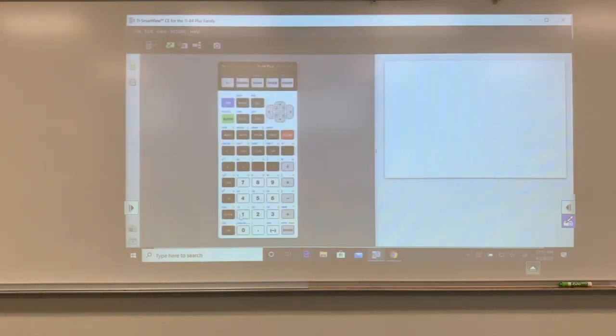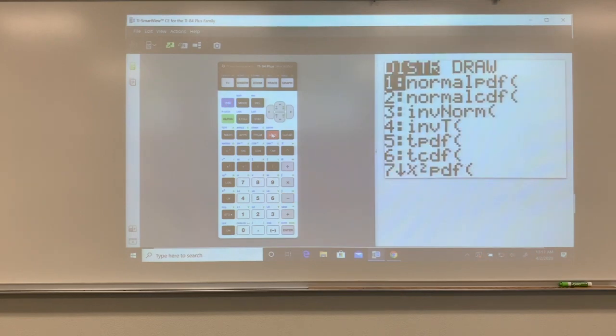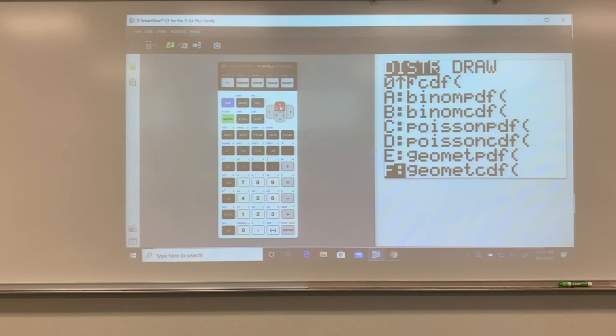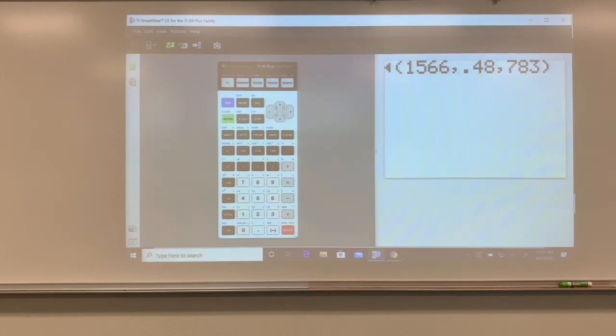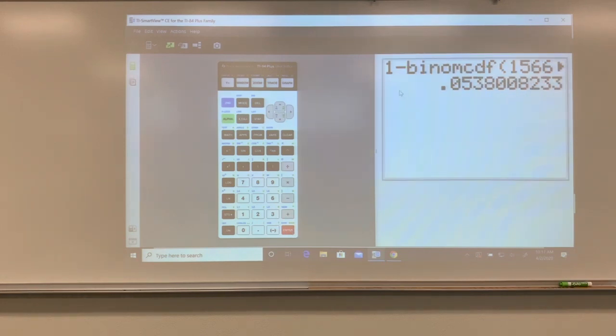So on the calculator, I'm going to go 1 minus, second, bars, and I'm going to go to binomial CDF, which is cumulative distribution function. I'm going to type in 1566, 0.48, and 783. On your calculator, you're probably going to have to do 1566, comma, 0.48, comma, 783. And then when I paste it, you can see the back end of it and hit enter. And that's 1 minus that, and there's your answer, 0.0538.